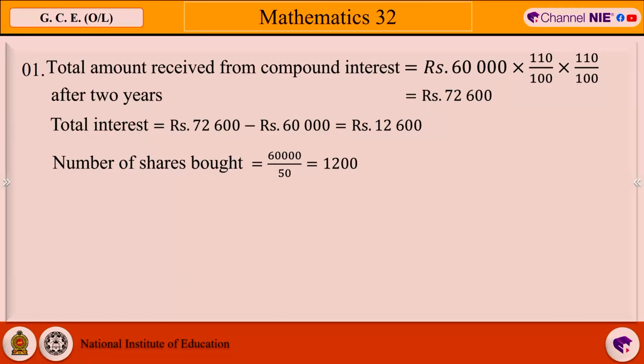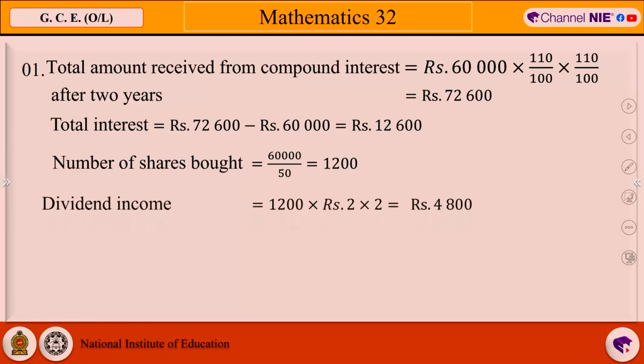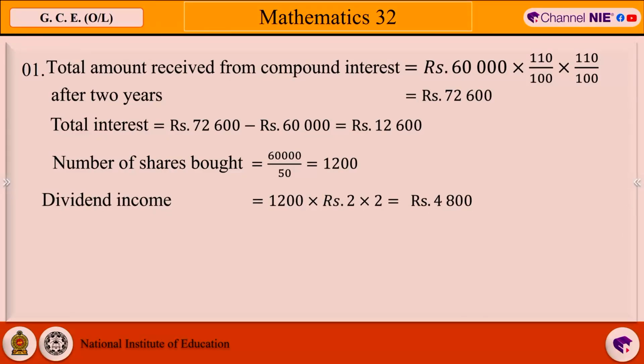Again he invested 60,000 rupees to buy shares. Okay, then how many shares can he buy? Yes, 1,200. Then for that he gets the dividend income of 4,800. How do you get this amount? Because the number of shares is 1,200 and per share the dividend income is 2 rupees per year. Then for the 2 years you have to multiply that by 2. Likewise, you will get 4,800 as the dividend income.